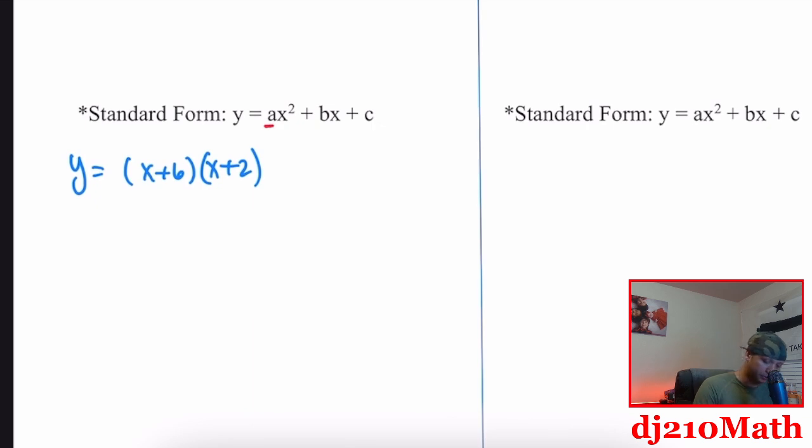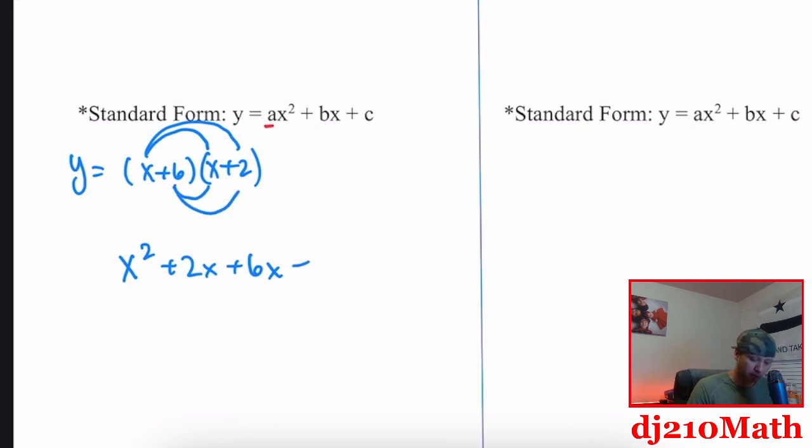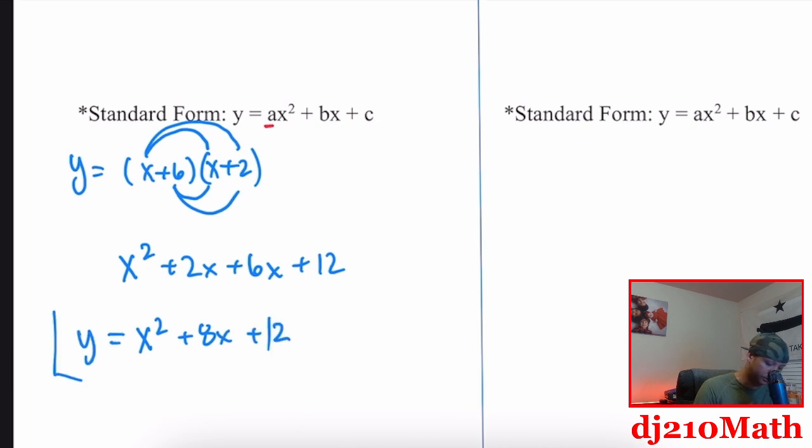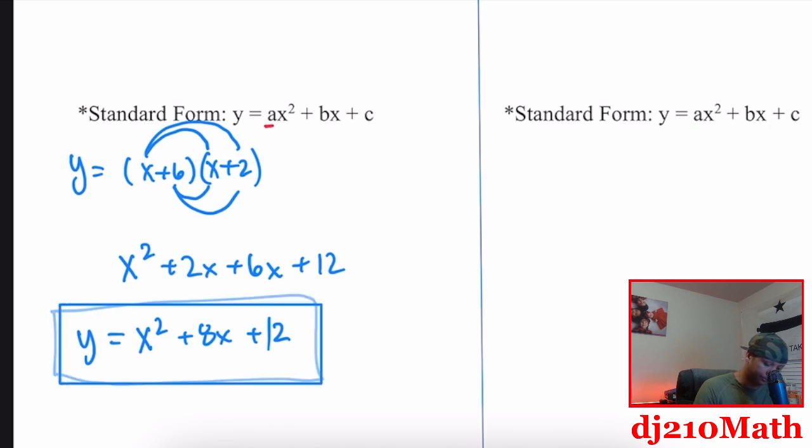So we're going to FOIL. First, x squared; outer, 2x; inner, 6x; and then last, 6 times 2, which is 12. Combining the like terms, x squared plus 8x plus 12. Y equals this. And that's how you get standard form. Let's try it again.